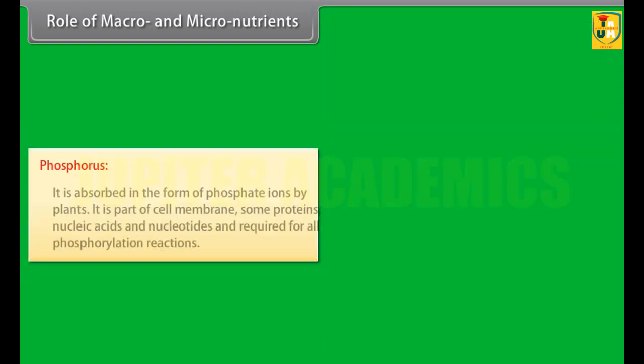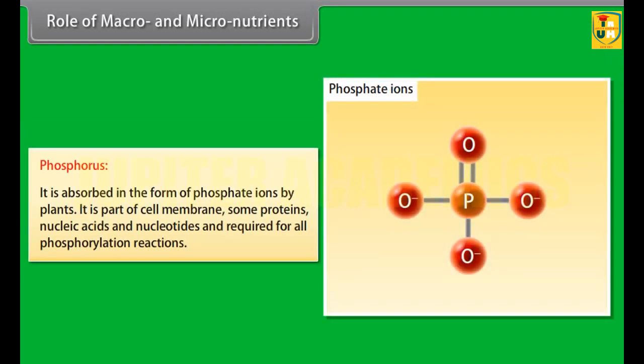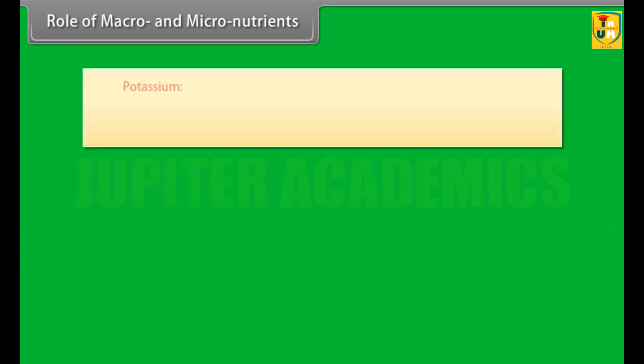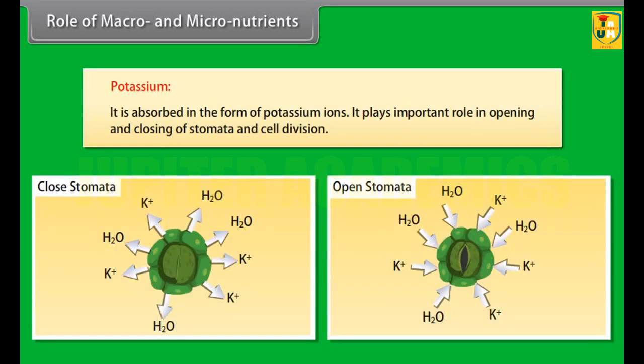Phosphorus. It is absorbed in the form of phosphate ions by plants. It is part of cell membrane, some proteins, nucleic acids and nucleotides and is required for all phosphorylation reactions. Potassium. It is absorbed in the form of potassium ions. It plays an important role in opening and closing of stomata and cell division.